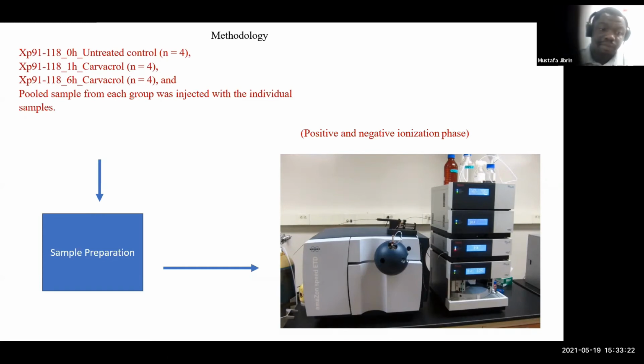So these samples were prepared. It's a long process in terms of preparing materials. And we used LC-MS, liquid chromatography mass spectroscopy, to analyze our data. It runs in both positive and negative ionization phases. The good thing about using this process is that it gives you a view of the totality of the metabolites in the system, and helps you discriminate those which are upregulated and those which were not highly regulated in a particular pathway as the chemical acts upon the bacterial system.